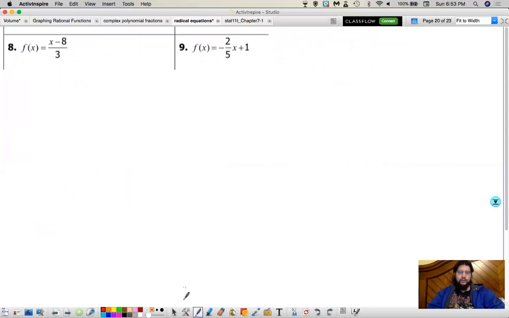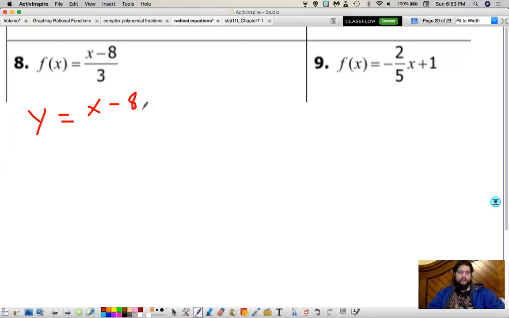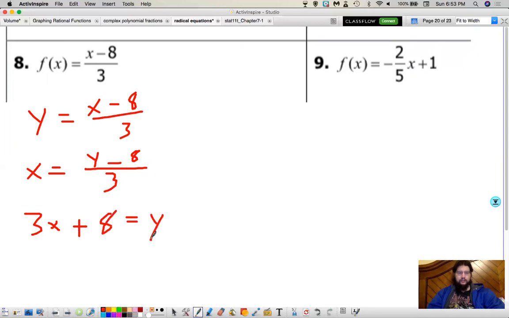Okay, try some more. This is not bad, guys. It's really not. Replace f of x with y. Swap x's and y's. Solve for y. There's my inverse. So what I did here is I multiplied by 3. I got 3x. And I had to add 8 to both sides. And there we go.